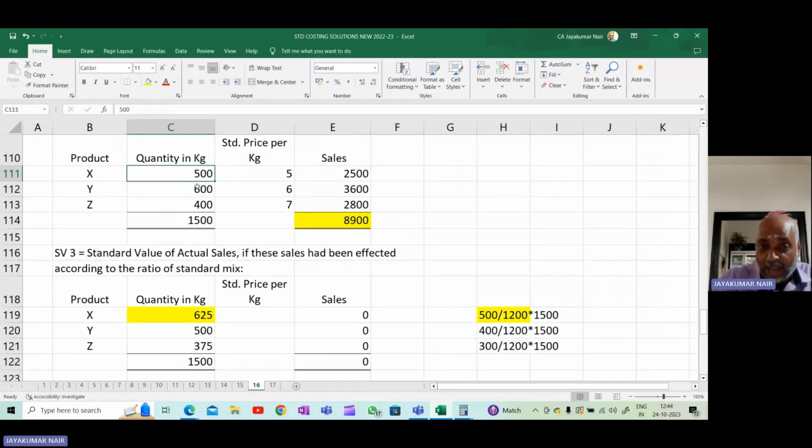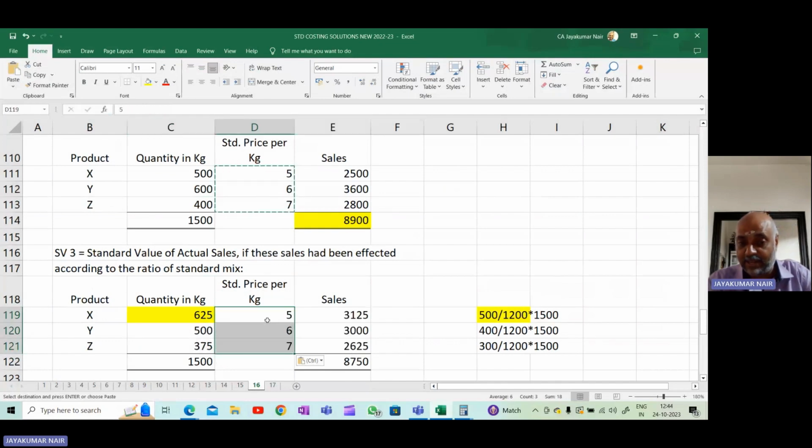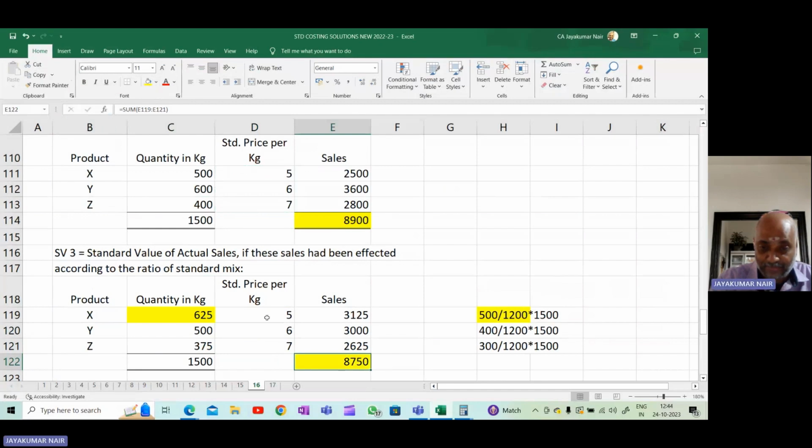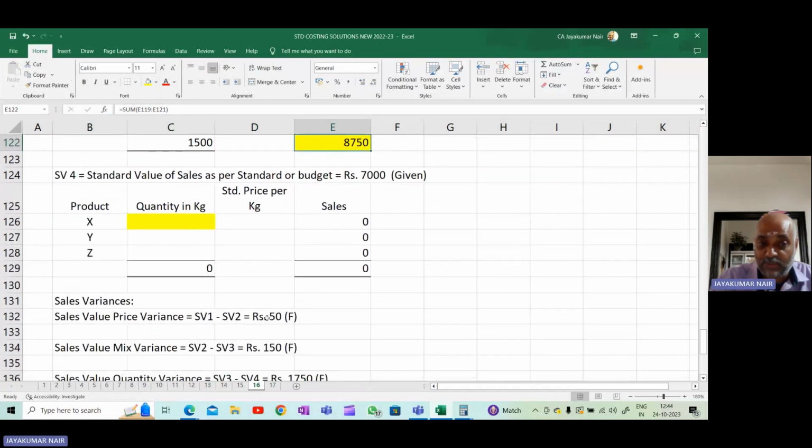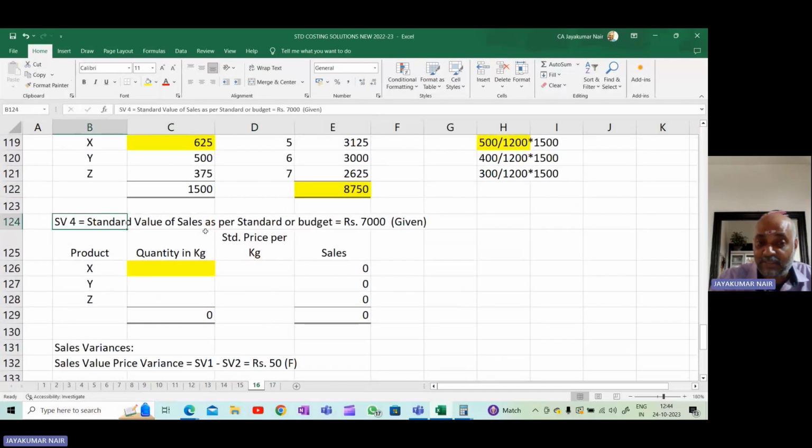So this is your actual sales. But had you maintained the standard mix, then what is your sales value? So take the standard price, you will get SV3. And the last one is SV4, standard value of sales as per standard or budget. This is also given in the question. You could straight away write 7,000. No need to calculate it.